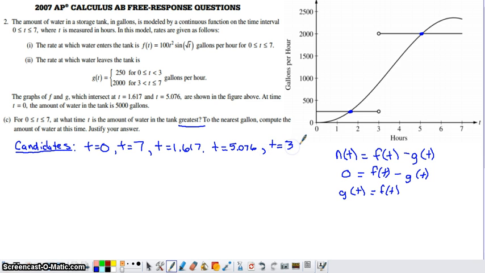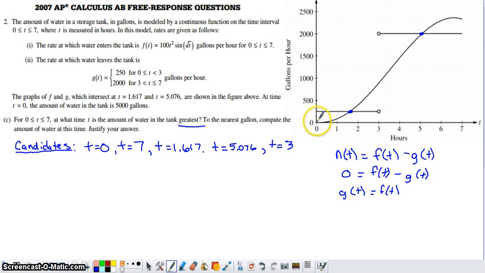One way to figure out where our absolute max is, or where the water level is greatest, is to figure out the amount of water at every single one of these times. I'm not going to do that. We're going to eliminate some of these so we don't have quite as much work to do. Let's think about whether or not we can eliminate 0. What's happening immediately after 0?